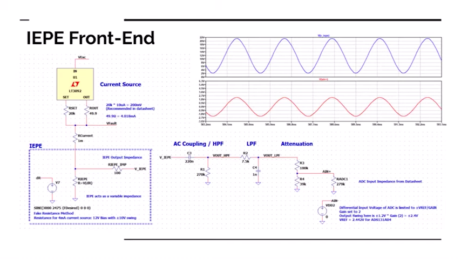Here is our design for the IEPE circuit front end. We're using a constant current IC to drive our IEPE, and the voltage output of the circuit is bandpass filtered and attenuated to meet the input range of our analog to digital converter. We are using a common ADC for the IEPE and all of the following circuits to reduce BOM count and allow for common firmware.